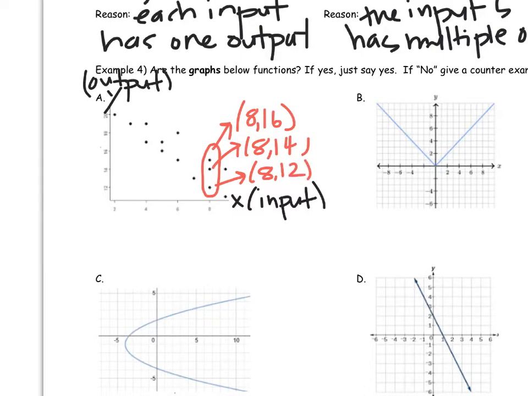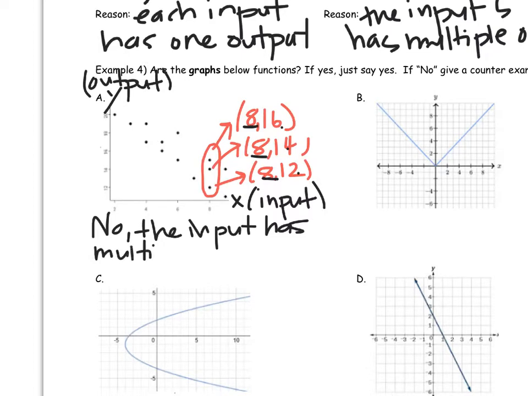Now, this is not a function. So it says is the graph a function. I'm going to write here no, and let's talk about the reason. The reason is because the input, the 8, I'm going to write the input 8, has, look at all of the different outputs. It has multiple outputs. And it just so happens that a good way to test a function is anytime that the inputs have multiple outputs, if you connect those with a vertical line, that vertical line will touch in multiple places.